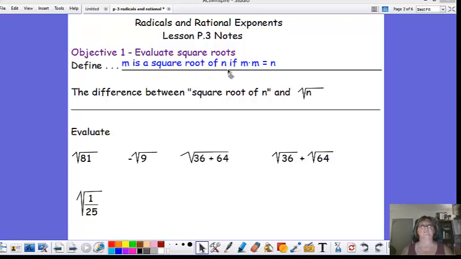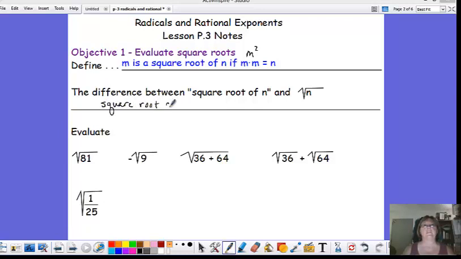M is a square root of n, so m is a square root of some number, if and only if m times itself, or m squared, equals n. Now, there's a definition for square root, something that's oftentimes confusing. If a number is a square root of a given number, then you multiply the first number by itself to get the given number. The difference between the term, the square root of n, and the symbolic radical n is that the term square roots can be positive or negative.